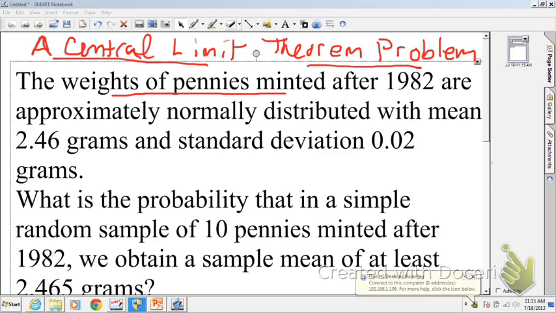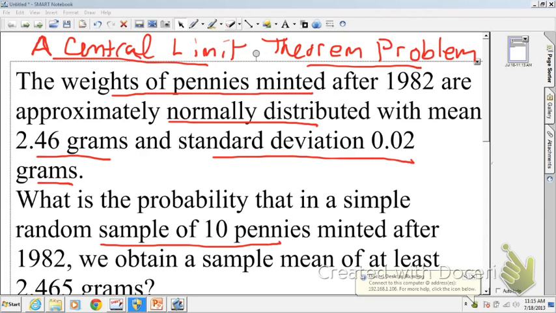The weights of pennies minted after 1982 are approximately normally distributed with a certain mean, 2.46 grams, and a certain standard deviation, 0.02 grams. What's the probability that in a simple random sample of 10 pennies, minted after 1982, we would obtain a sample mean of at least 2.465 grams?